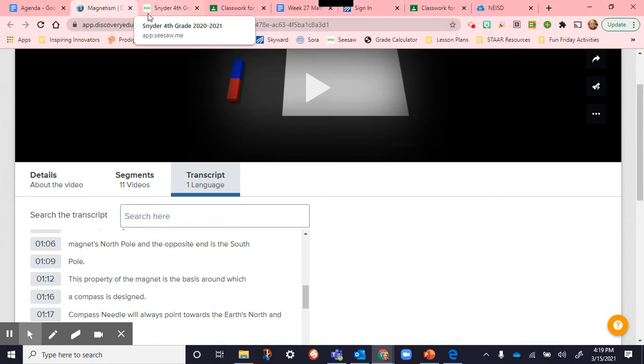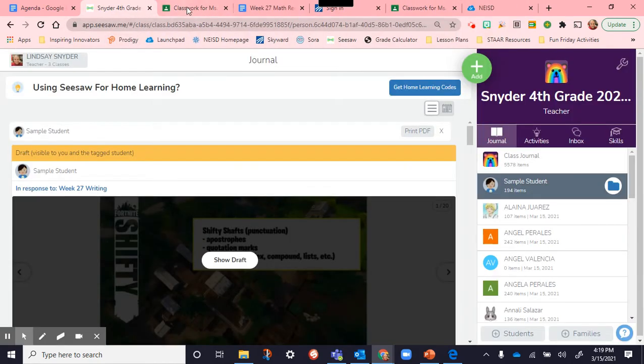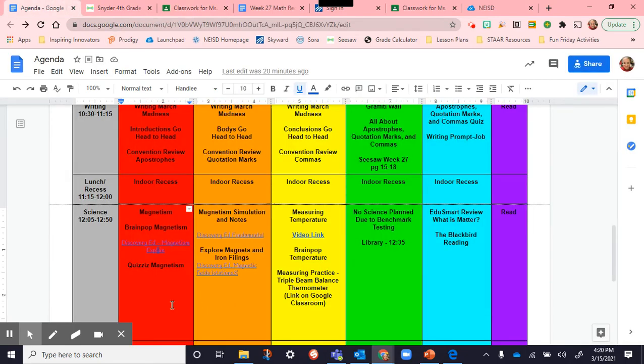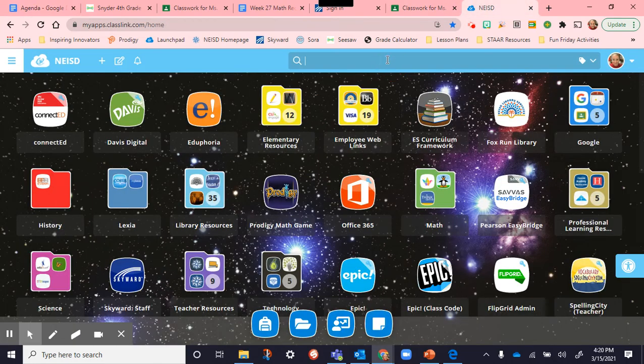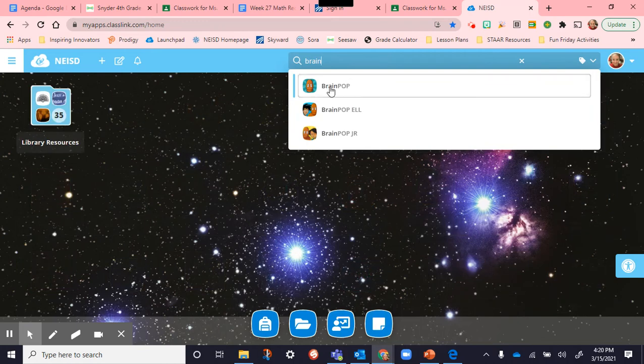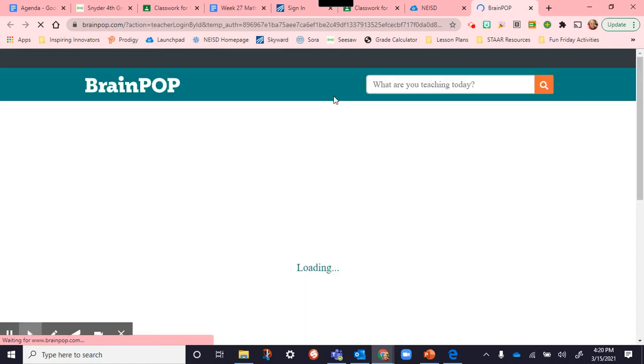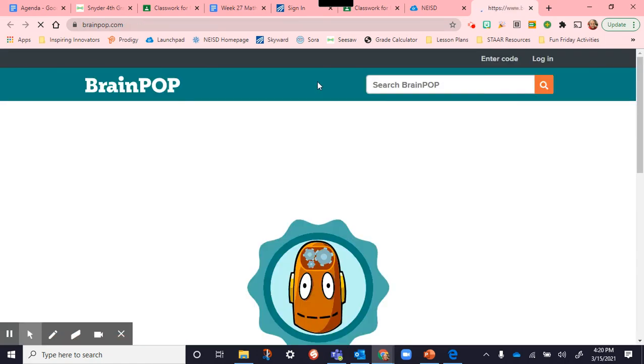Then where am I trying to go? Get out of here. Then the other thing we did was, here's where I'm trying to go. We did the BrainPOP on magnetism as well. Again, you can go to your Launchpad, type in BrainPOP, go to the first one that says BrainPOP, and the assignment is called magnetism. There's no quiz or anything since we're doing the quizzes.